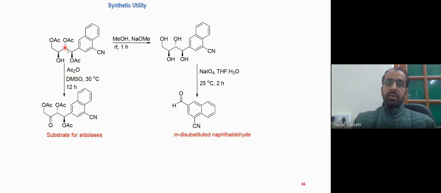At the same time, deacetylation of this molecule leads to the formation of this tetrol, and then by utilizing sodium periodate, this leads to cleavage of this tetrol, and selectively we form this meta-disubstituted naphthaldehyde. It's really difficult to form such molecules by utilizing simple naphthalene.